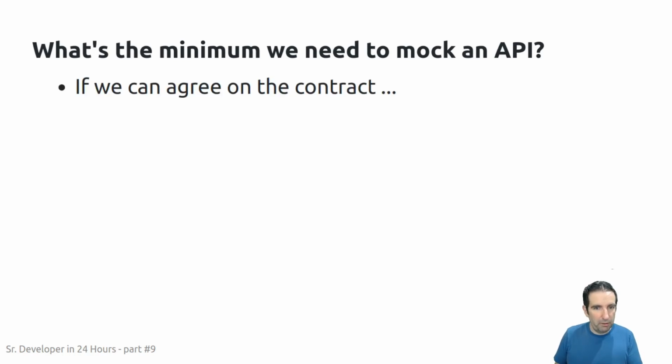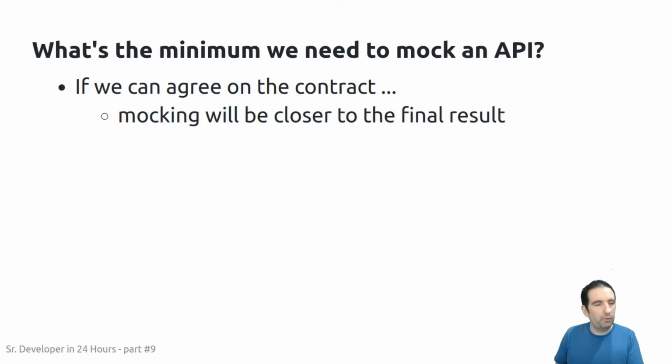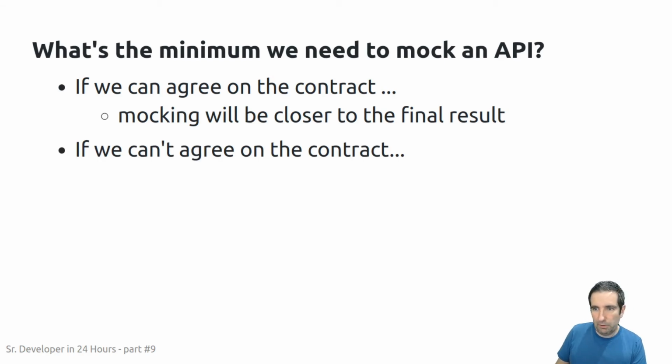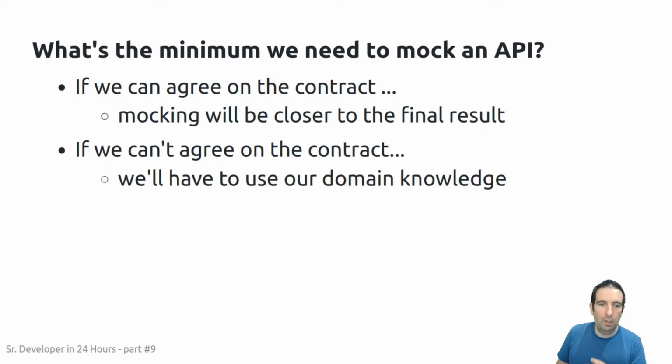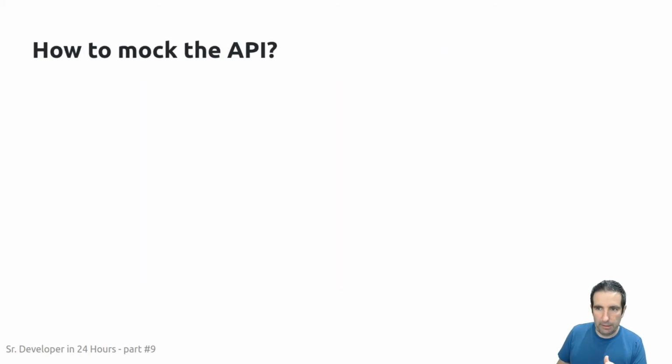So, if we can agree on these contracts, the mocking will be closer to the final result. Because no matter how much effort we put, how much we coordinate with the teams, there's very high likelihood that when we write code against a mock API, we're going to have to tweak it once we have the real API. But the closer we get, the better. If we cannot agree on the contract, we can still go ahead. We'll have to rely on our own domain knowledge, the domain knowledge that is present within the team, to be able to figure out something close to what that API would look like.